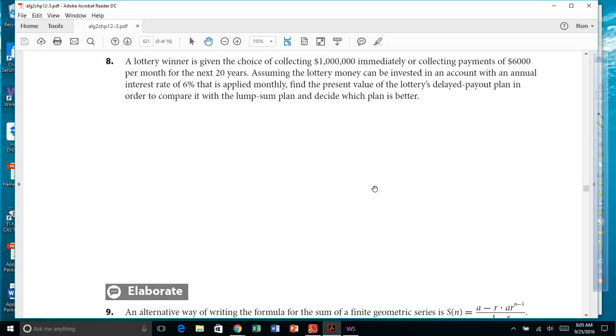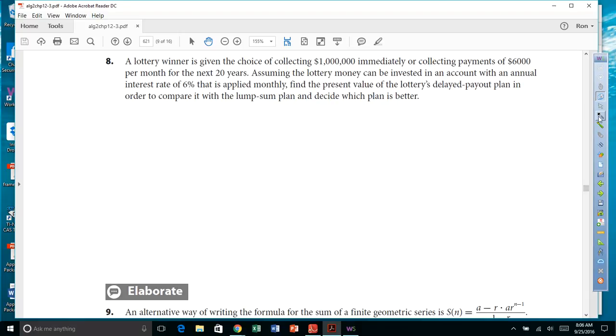Lottery winner. A lottery winner is given the choice of collecting $1 million immediately or collecting payments of $6,000 per month for the next 20 years. Assuming that the lottery money can be invested in an account with an annual interest rate of 6% that is applied monthly, find the present value of the lottery's delayed payout plan in order to compare it to the lump sum plan and decide which plan is better.